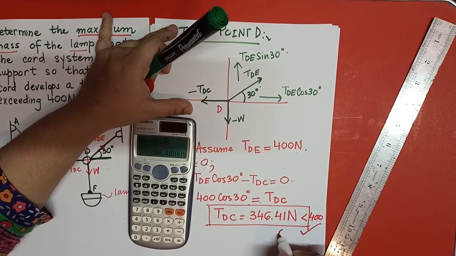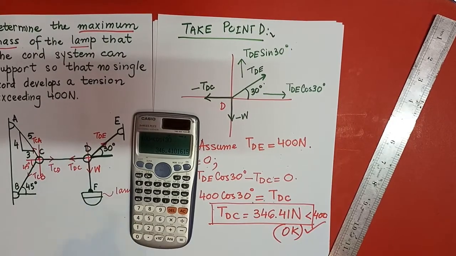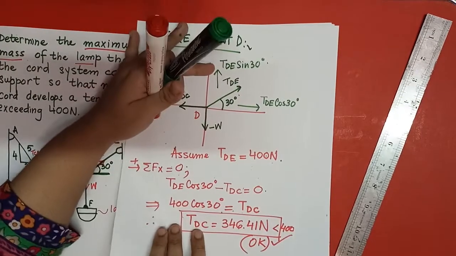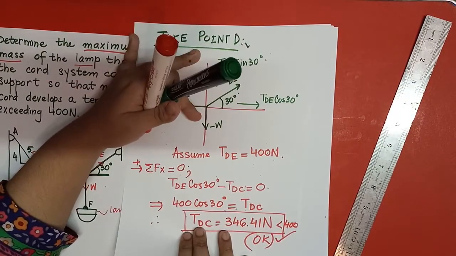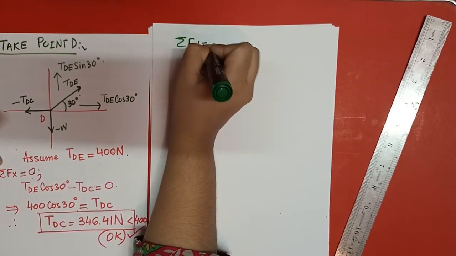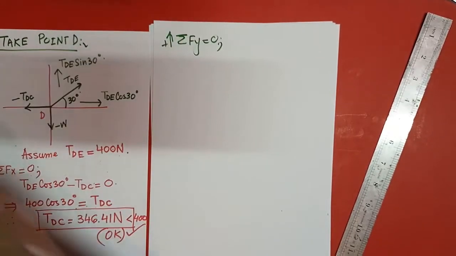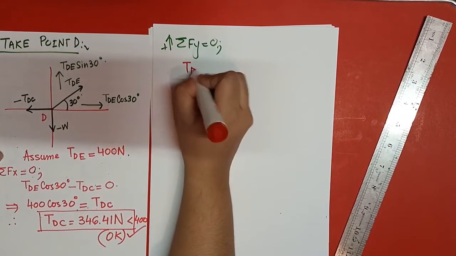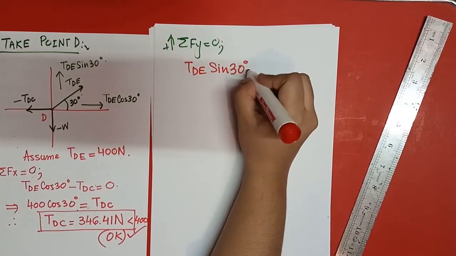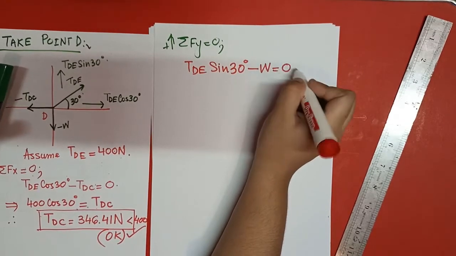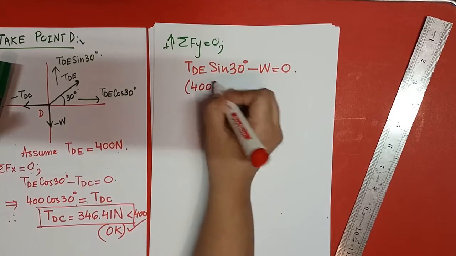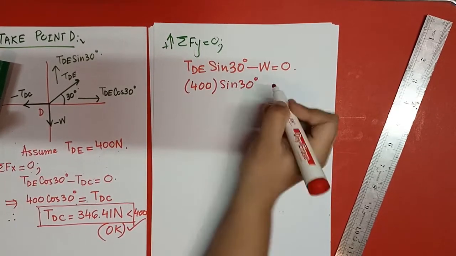So it is okay. Next, I have to sum up all the vertical forces equal to 0. There are only two vertical forces here, TDE sine 30 degrees and minus W. So summation of Fy equals 0, and I am writing TDE sine 30 degrees, and we know the value of TDE because we have assumed it, minus W equals 0. So I will put the value of TDE which we took at the start, that is 400 sine 30 degrees, and it equals W.